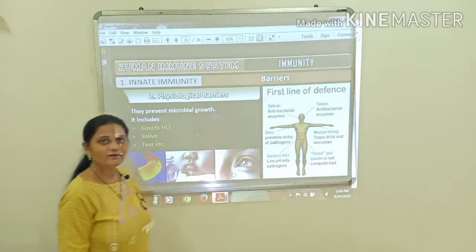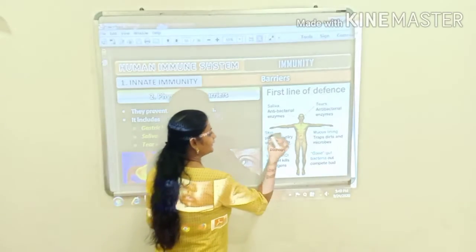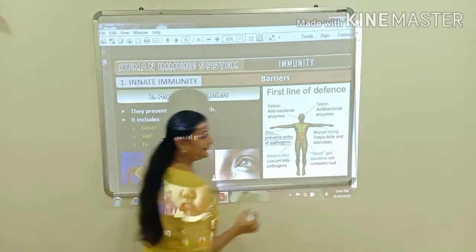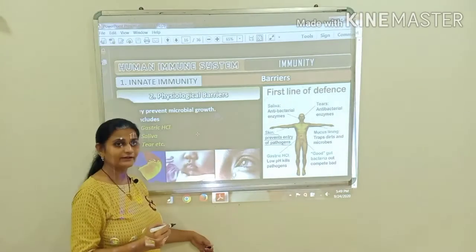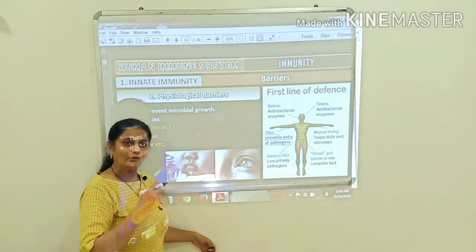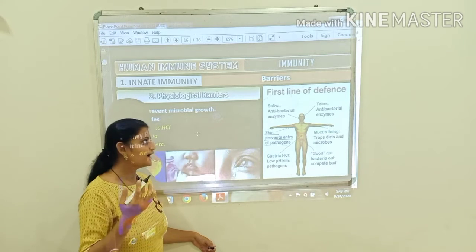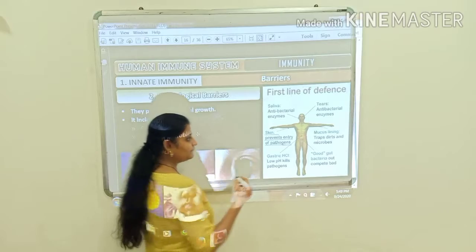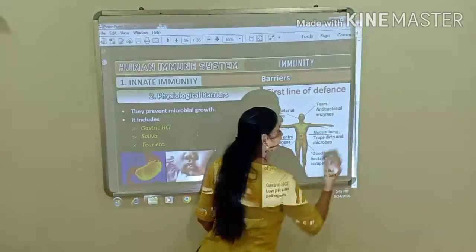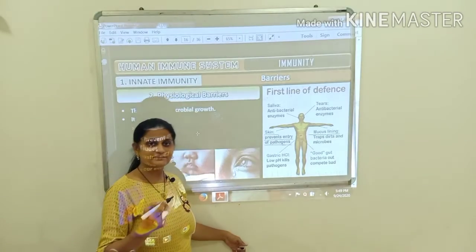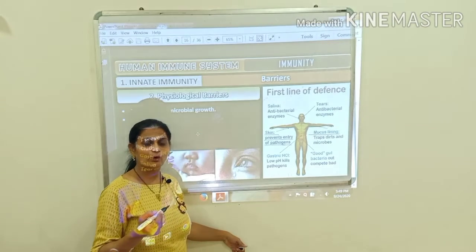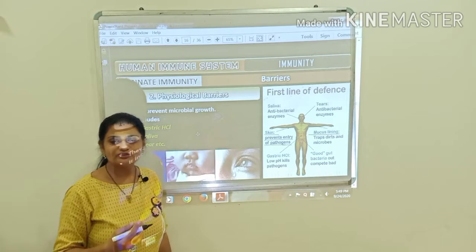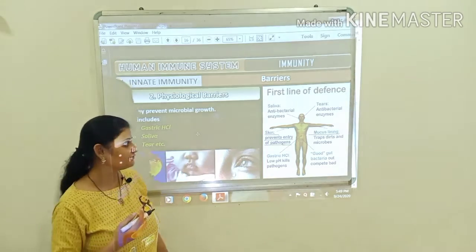Now, so children, skin is the first line of defense, and it prevents the entry of pathogens in our body, and all human beings are born with the skin, so it is the innate immunity. Even the mucus lining, which covers the epithelial lining of the major tracts, that is respiratory tract, urinogenital tract, the digestive tract.